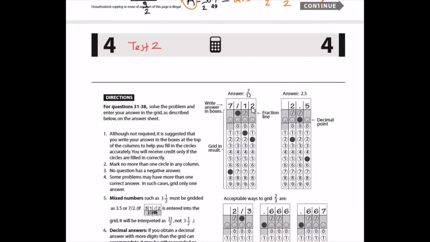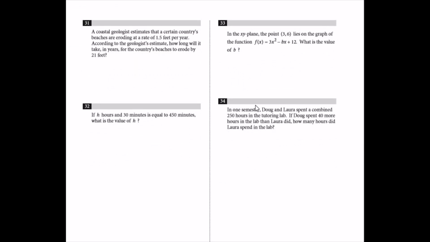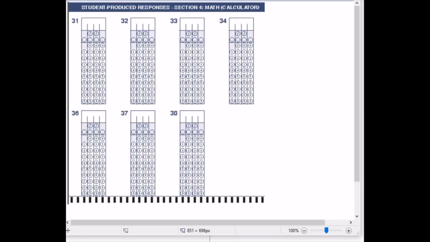Question number 31. Now the free response part. A coastal geologist estimates that a certain country's beaches are eroding at a rate of 1.5 feet per year. According to the geologist's estimate, how long will it take, in years, for the country's beaches to erode by 21 feet? So you divide 21 by 1.5 feet, because every year it is going 1.5 feet. For 21 feet, how many years do you need? 21 divided by 1.5 feet, which is 14 years. You're going to answer choices and write here 14, and you're going to bubble in correctly 1 and then 4.